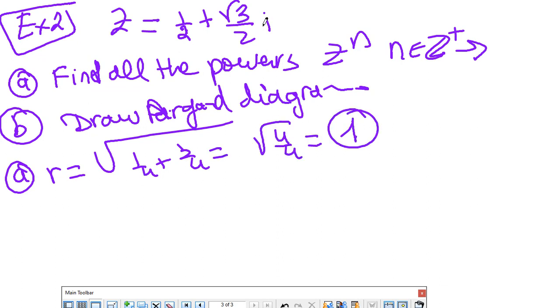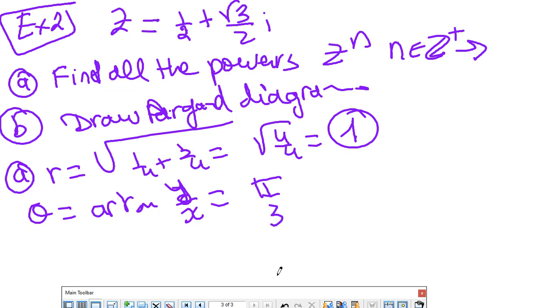It's easy. Now I'm in quadrant 1, so it's very easy now to find the angle. That is arctangent y over x. So arctangent is equal to radical 3 over 2 over half, so it's arctangent radical 3, so it's pi over 3. And now I need to find z2, z3.